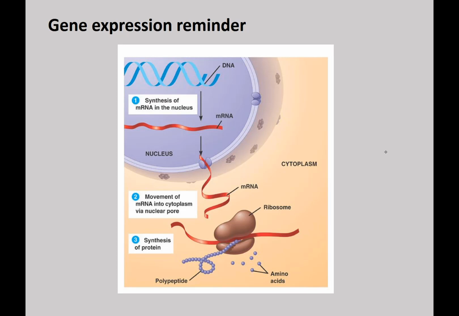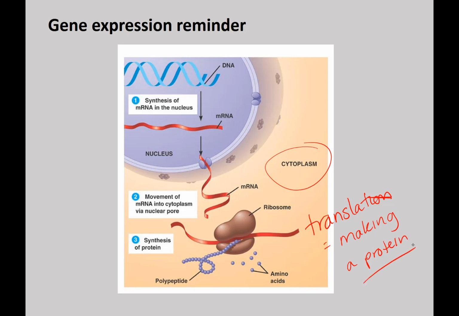Okay. I think I've talked about this twice now. Important, gene expression, right? So DNA, RNA to protein on the ribosomes in the cytoplasm. All right. This is translation. Making a protein. Proteins are made of amino acids. We're going to come back and talk about proteins being made on the ER.